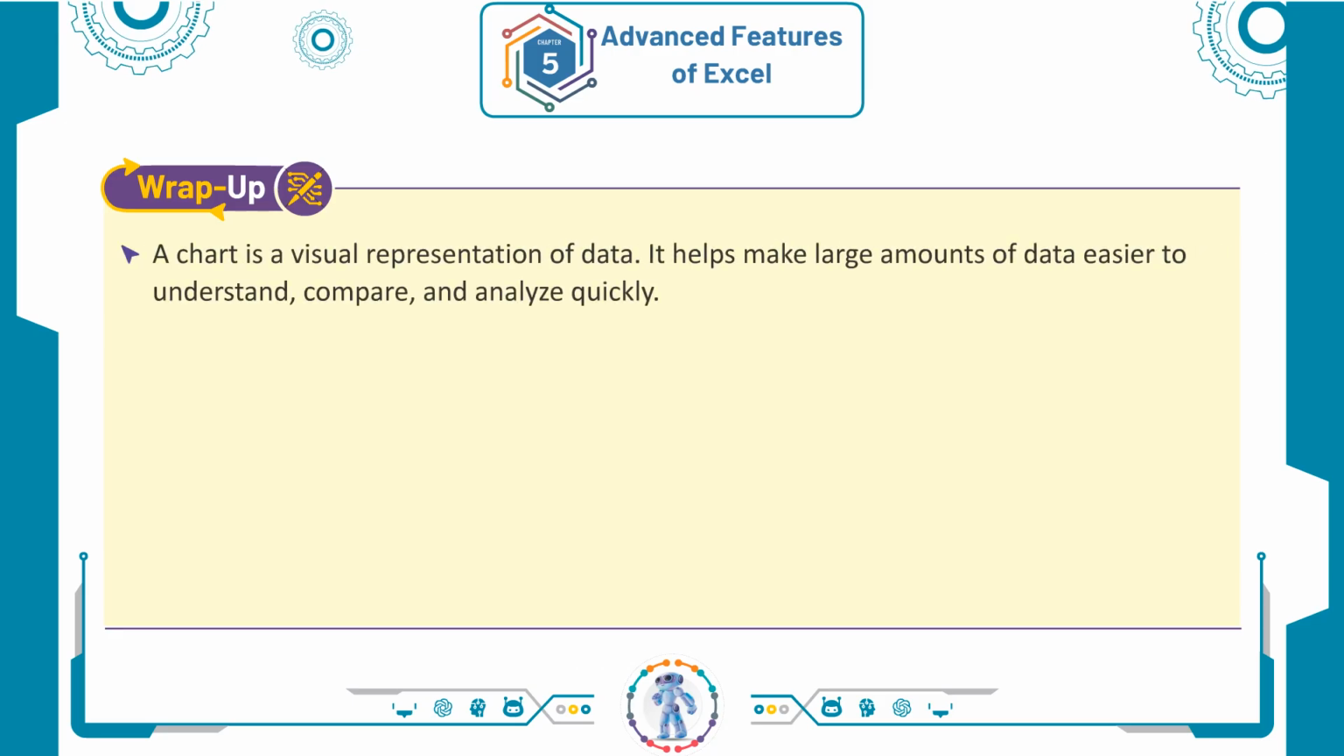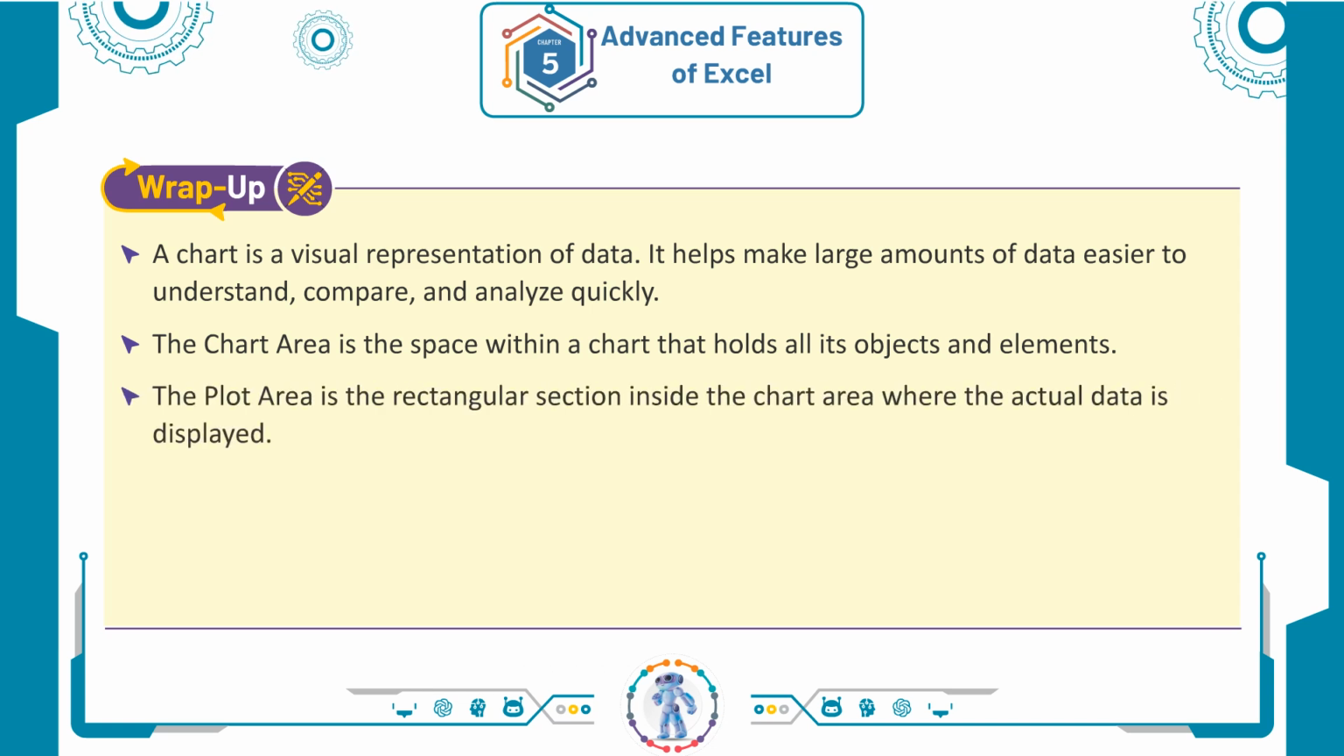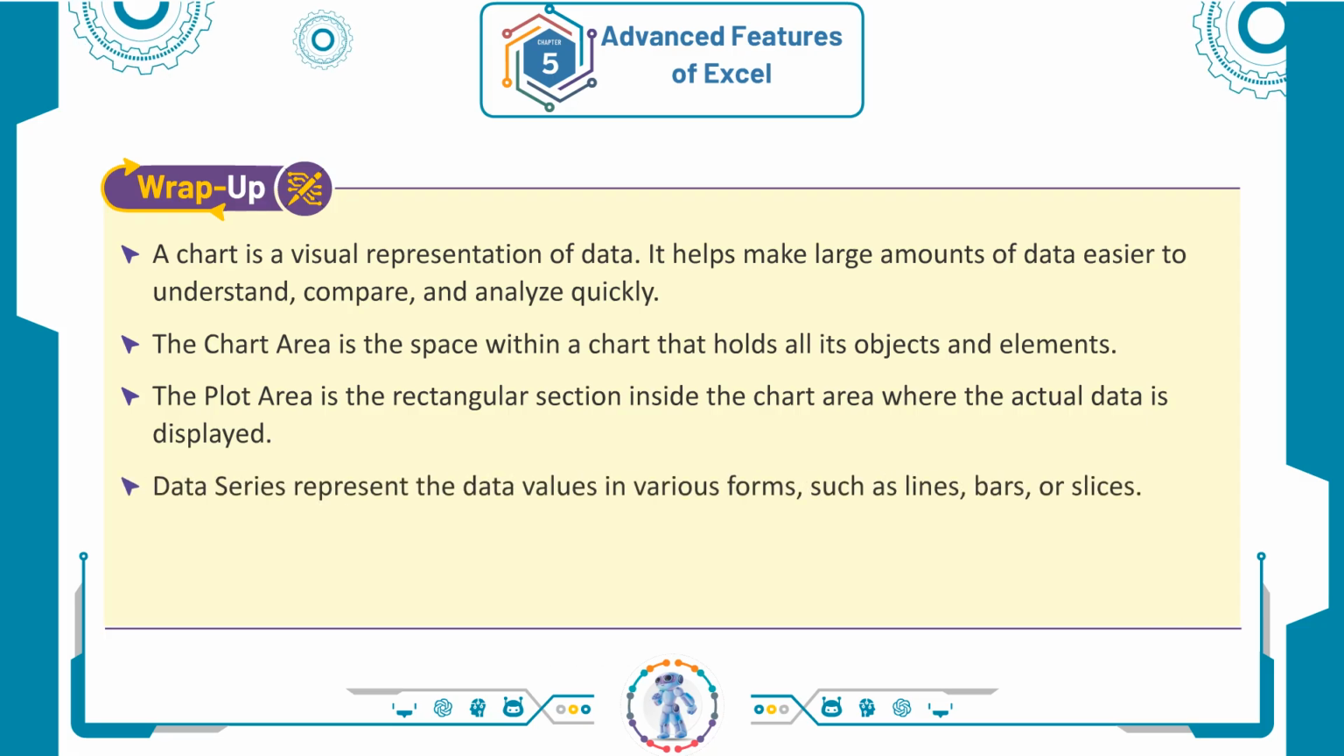Wrap up. Chart is a visual representation of data. It helps make large amounts of data easier to understand, compare, and analyze quickly. The chart area is the space within a chart that holds all its objects and elements. The plot area is the rectangular section inside the chart area where the actual data is displayed. Data series represent the data values in various forms, such as lines, bars, or slices.